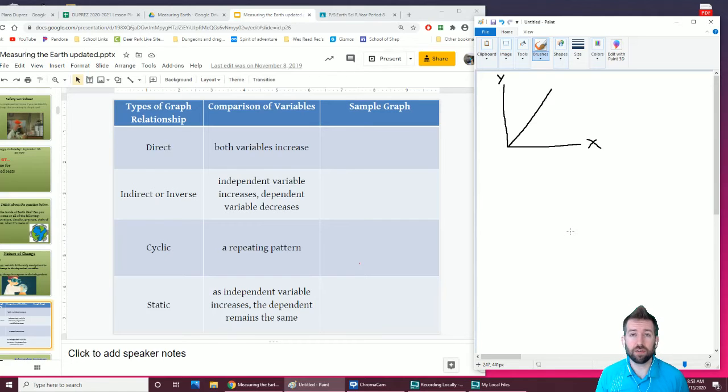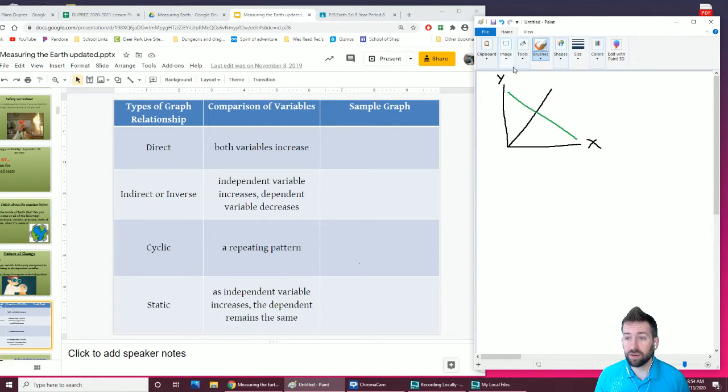If we have an indirect or inverse relationship, that means that the independent is going to increase and the dependent decreases. So I'm going to use a different color for that. So let's do that one in green, let's say. That one would look more like this. So for your box, for the sample graph, you can draw the indirect graph. So the green line.